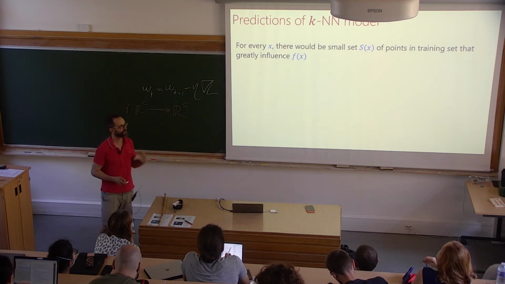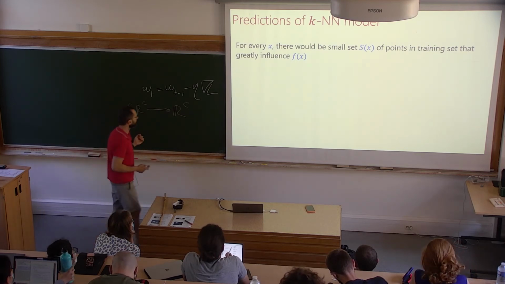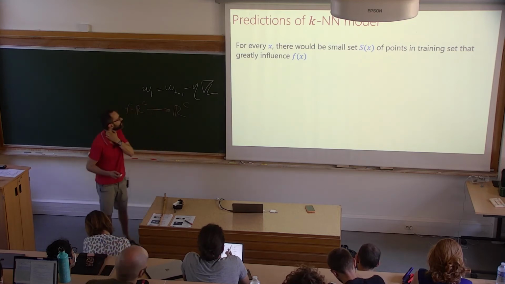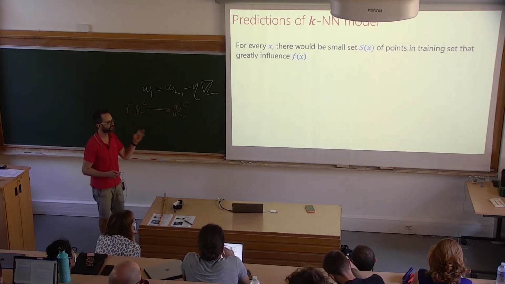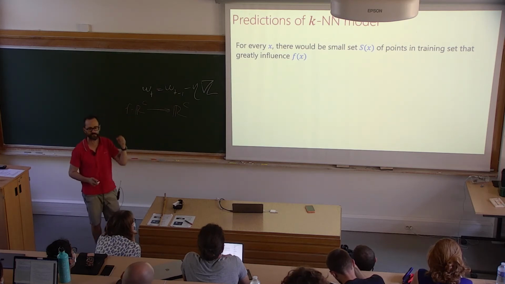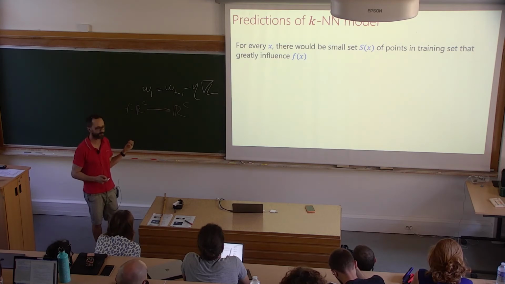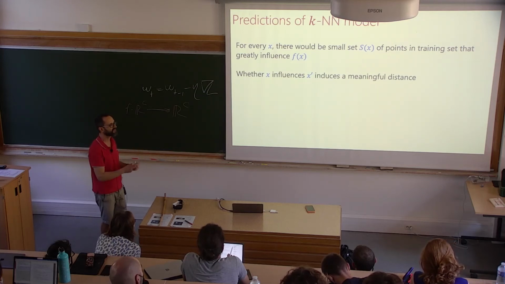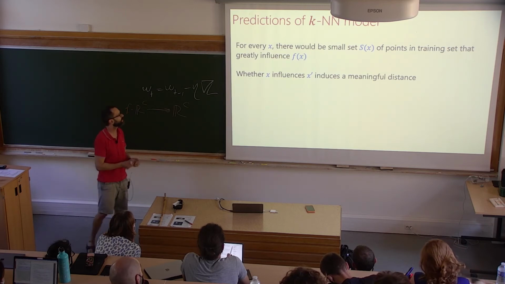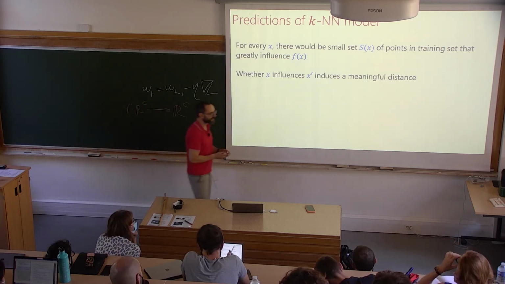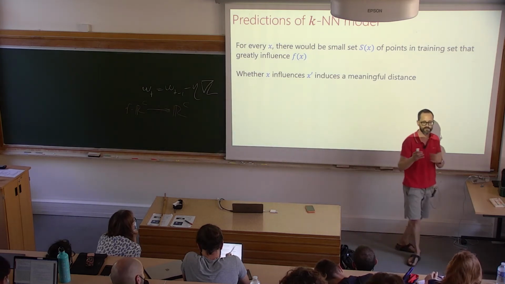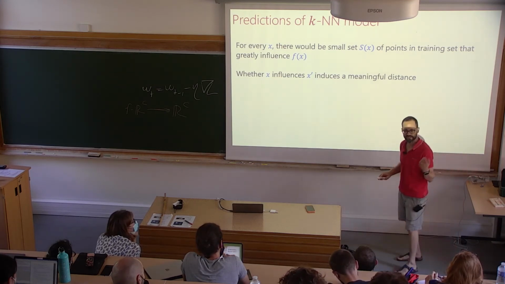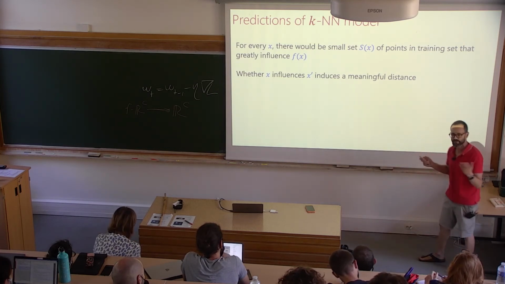Another prediction of this kind of nearest neighbor is that if what you're doing is really based on the things that are very near to you in the training set, then for every particular point x, there would be a very small set S of x of points in the training set that greatly influence the label that you'll eventually give to f of x. And if we think that this corresponds to some distance in some natural manifold, then if x strongly influences x prime, this would be some kind of meaningful distance. We would look at these two images and expect that in some natural manifold of images, whatever that means, they would be close.